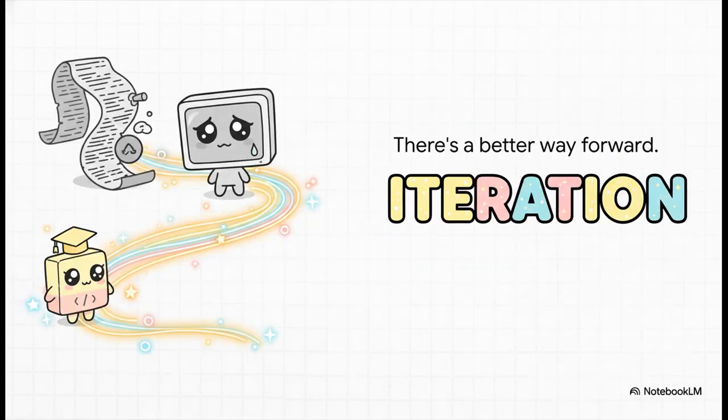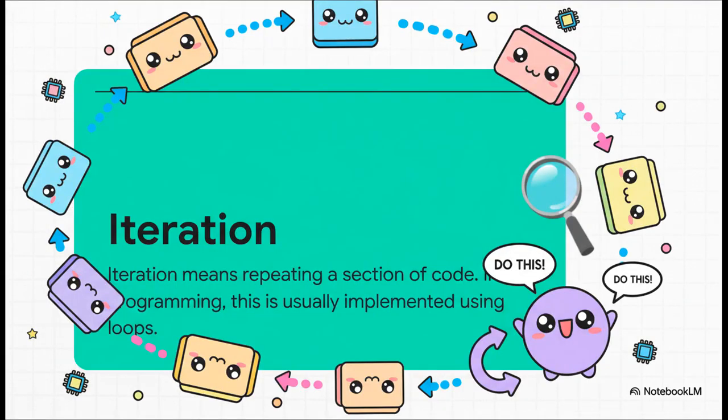Well, luckily for all of us, there's a much, much better way. Programmers figured this out a long time ago. The solution is a really powerful concept called iteration. And honestly, it's one of the absolute pillars of all programming. So, what exactly is iteration? It's actually super simple. It's just the idea of repeating a piece of code. And the tool we use to do this is called a loop. You can think of a loop as a simple command to the computer that says, hey, do this thing, and then do it again and again until I tell you to stop.